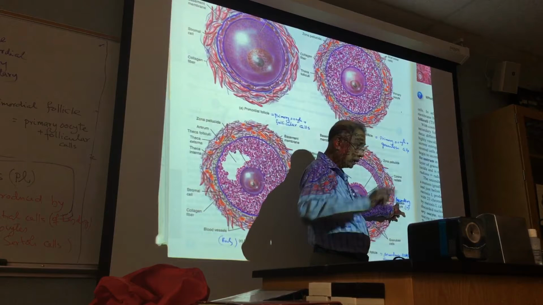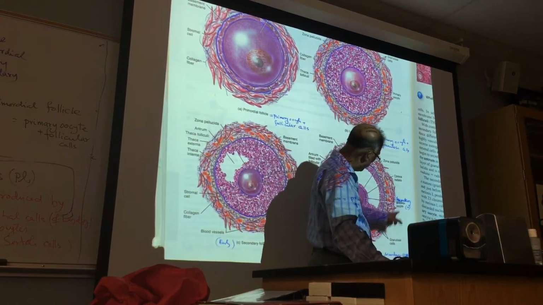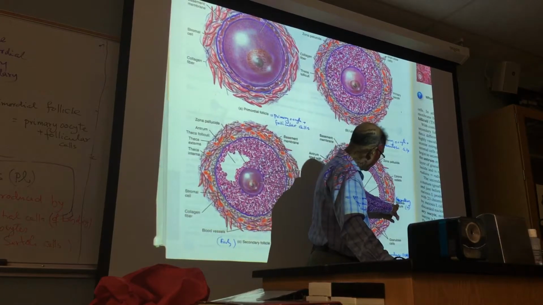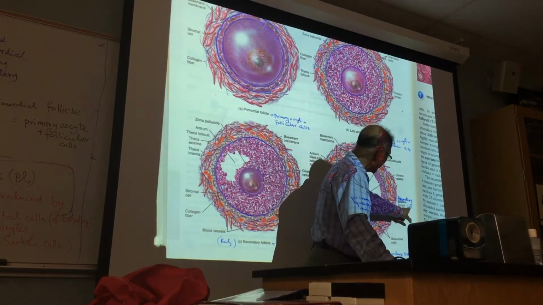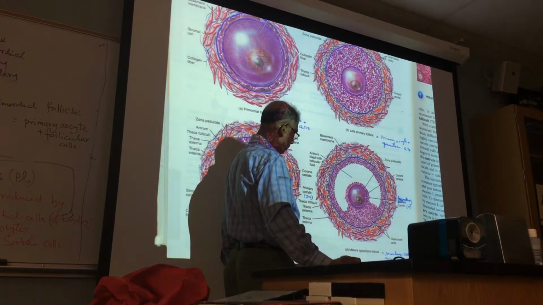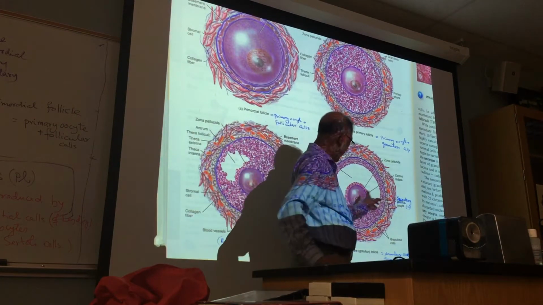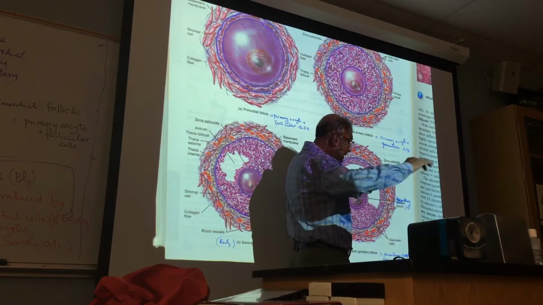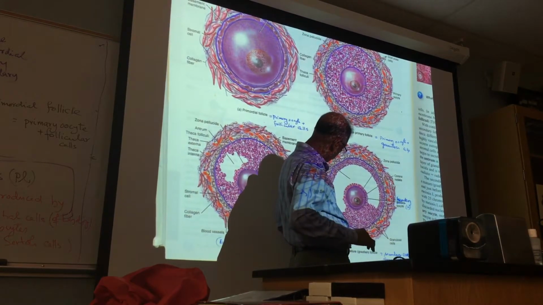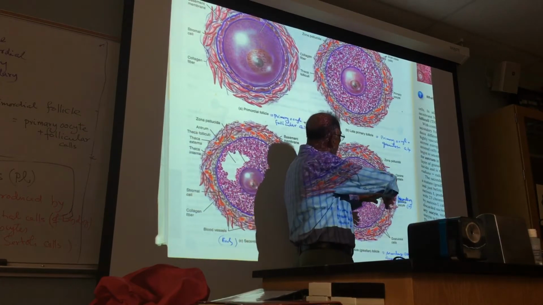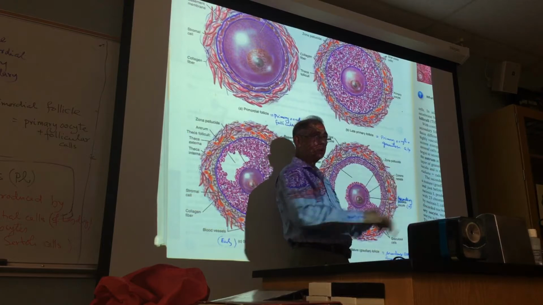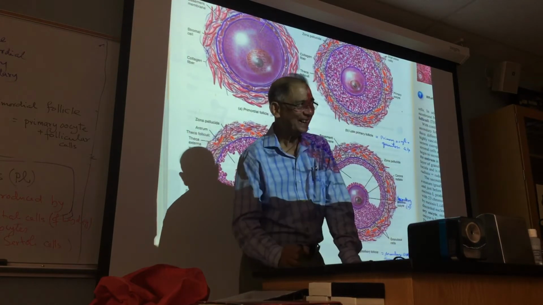You have to make a correction in your book. If it is a Graafian follicle, this has to be secondary. So this is secondary oocyte. Okay? Meaning this is haploid. It has completed the second division of meiosis. Now it may rupture any moment. It is ready to rumble, ready to rupture. Okay?